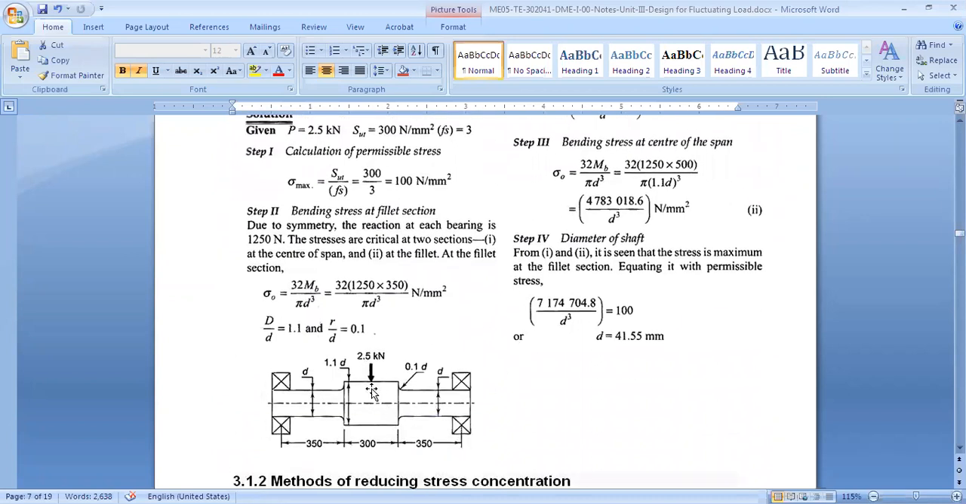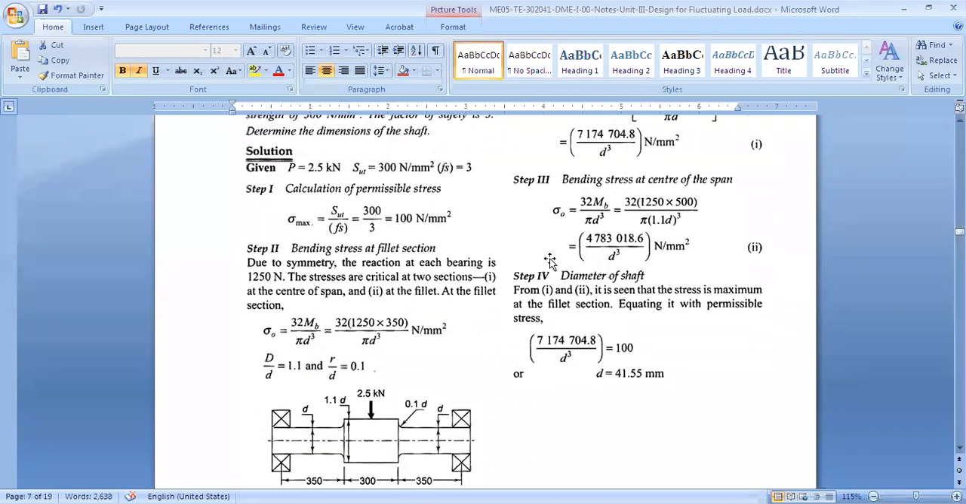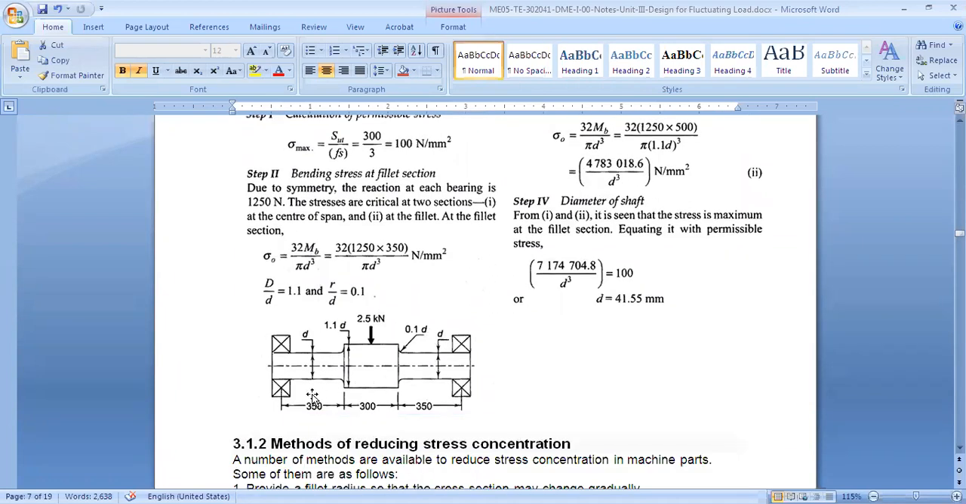Now at the center there is no stress concentration, but at the center the diameter is more. But the moment is also more. Moment is what? 1250 multiplied by 350 plus 150. Are you getting me? I will repeat again. At the center the diameter is more, by 1.1 d, but the moment is also more. So even though the diameter is more, that doesn't mean your stress is less. Diameter is more, but because the moment is more, we have to calculate that also.